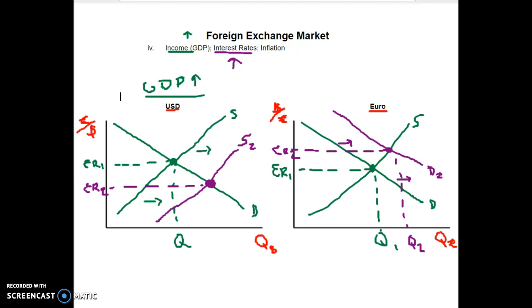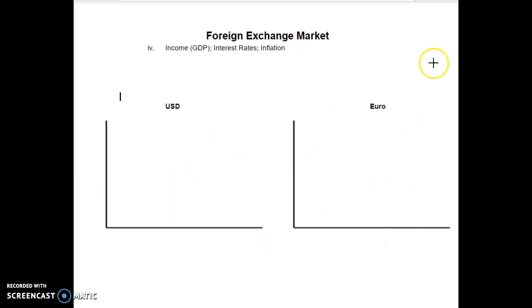I'm going to clear this out and draw it again and show you what happens when just interest rates go up. So just interest rates are going up in the United States. So IR up here. Okay, I'm going to real quick redraw these graphs. So I have euros, foreign over domestic. I've got my quantity of the dollar. Got my quantity of the euro. I've got my foreign, which is the US dollar here, over my euro, which is my domestic currency.